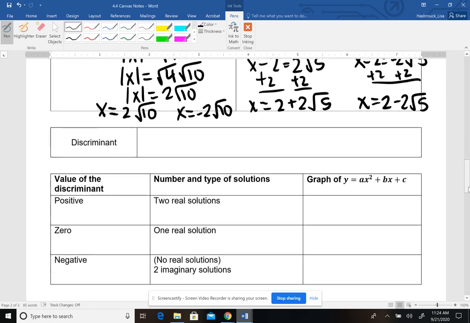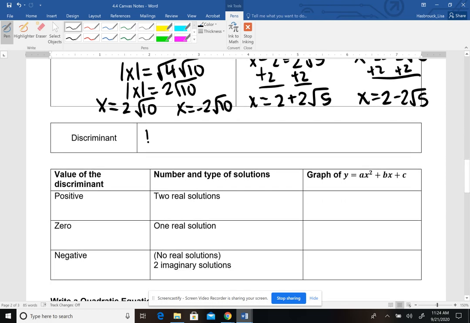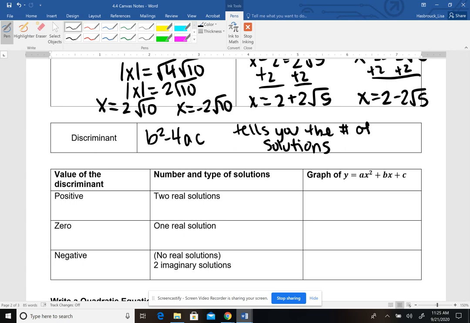Now we're going to look at something called the discriminant. The discriminant is b squared minus 4ac, and it tells you the number of solutions you'll have in a quadratic. So you'll use the same a, b, and c you used in the quadratic formula. Notice this is actually the part under the square root in the quadratic formula. So you'll substitute for a, b, and c. And if you get a positive number when you simplify that, you have two real solutions.